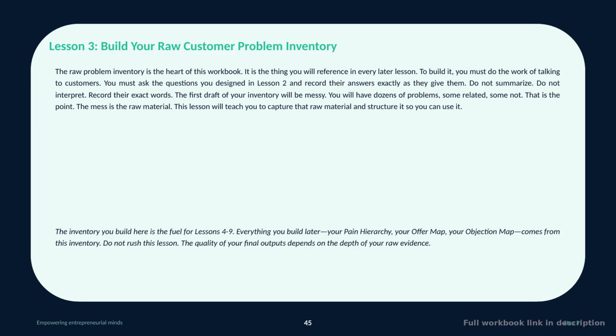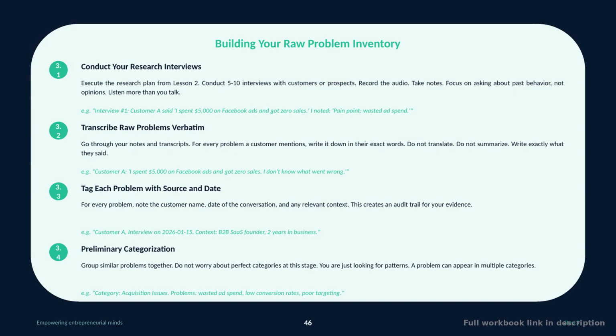The inventory you build here is the fuel for lessons 4 through 9. Everything you build later, your pain hierarchy, your offer map, your objection map, comes from this inventory. Do not rush this lesson. The quality of your final outputs depends on the depth of your raw evidence. The output for this lesson is your raw problem inventory. Let's build that inventory.